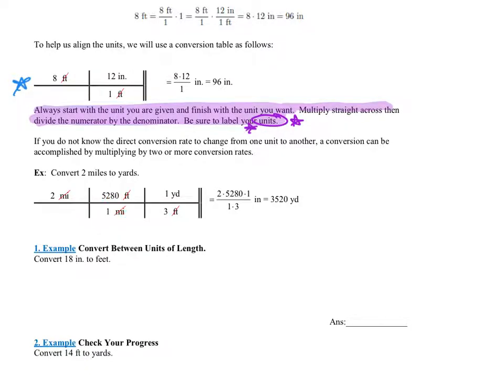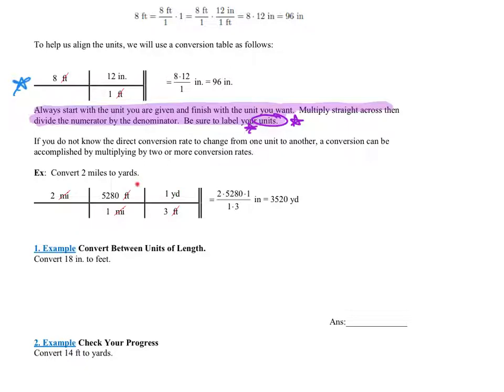Why did I put miles on the bottom? Because I needed to cancel those out. So if I multiply it by 2 times 5280 over 1, now my units would be in terms of feet. But I don't want feet, I want yards. So the question is, do I know a conversion from feet to yards? And the answer is yes, I do. I know that there's 3 feet in 1 yard. Why did I put feet on bottom? Again, I need the feet to cancel, and now I'd have yards.